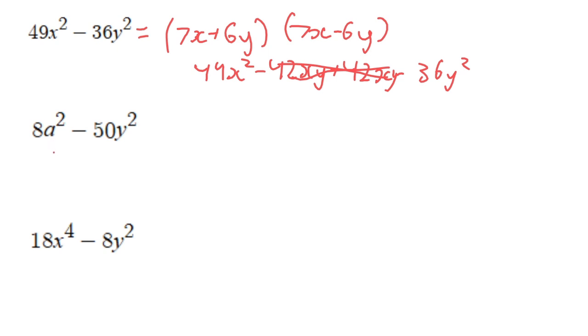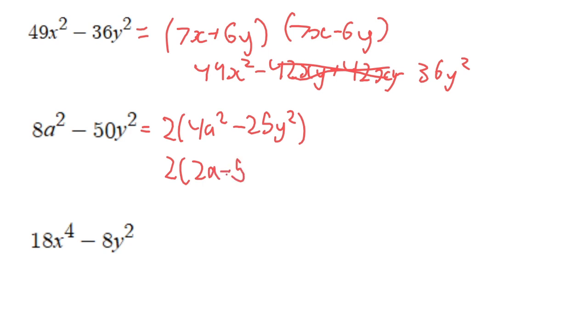Okay, next one. These two aren't square numbers, but like I showed you, if you factorize out a 2, you can get 4a squared minus 25y squared, and they are square numbers. And you can just do a difference of two squares like you would normally do, using 2a and 5y, to get 2a plus 5y, and then 2a minus 5y. And then the 2 out in front.